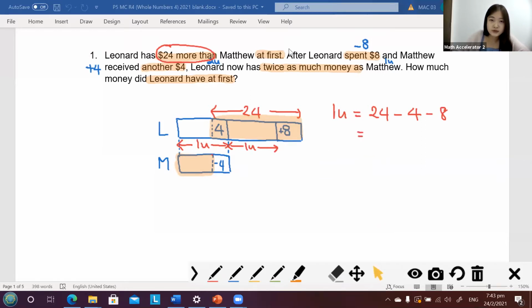So what's your 1 unit? Can you calculate? Okay, 12. Thank you. So 12. Now, how much money did Leonard have at first? Finding out 1 unit is not your final answer. We still need to find out how much Leonard had at first.